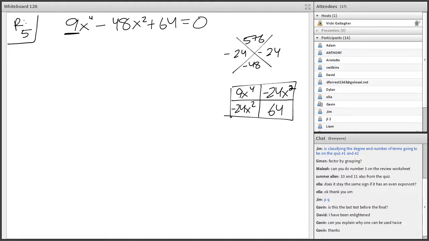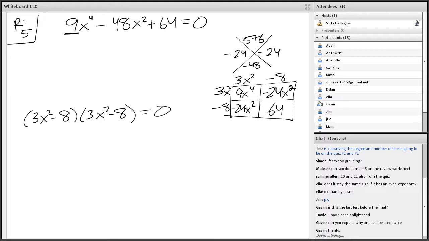And so we have 3x squared. Notice that we're putting x squares and not x's. Okay, and so I get 3x squared minus 8 and 3x squared minus 8 again.